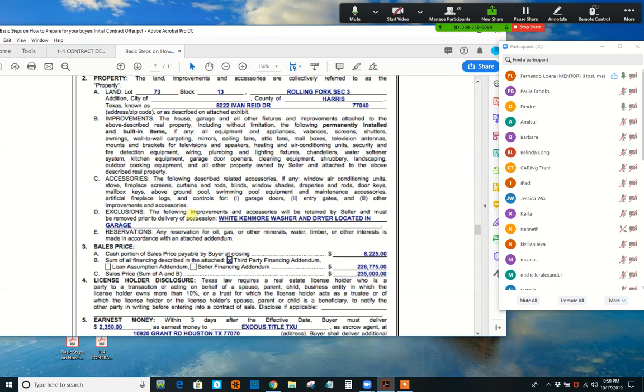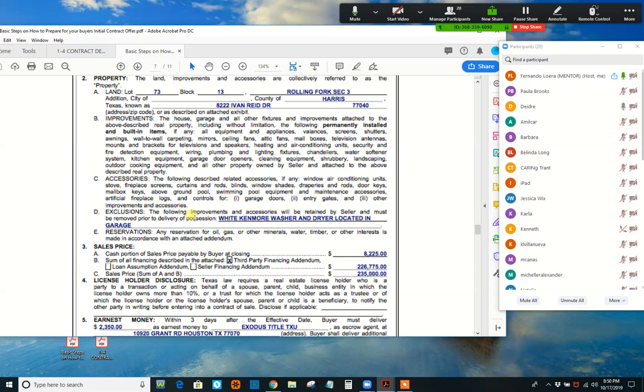So another thing that you really need to write in a contract. I know it's real simple, and I'm looking at exclusions here, using the example of an exclusion where the washer and dryer is not part of the deal. Try to be very descriptive. Like here I have white Kenmore washer and dryer located in the garage. That's so specific.